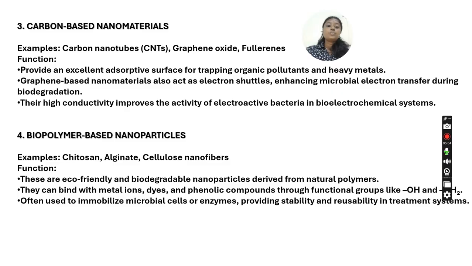And so the fourth one is biopolymer based nanoparticles. They are naturally made ones. So examples are chitin, alginate, cellulose nanofibers. So these are eco-friendly and biodegradable nanoparticles, derived from natural polymers. So they can bind with metal ions, dyes, and phenolic compounds through functional groups like OH and NH2. And they are often used to immobilize microbial cells or enzymes, and they provide stability and reusability in treatment systems.